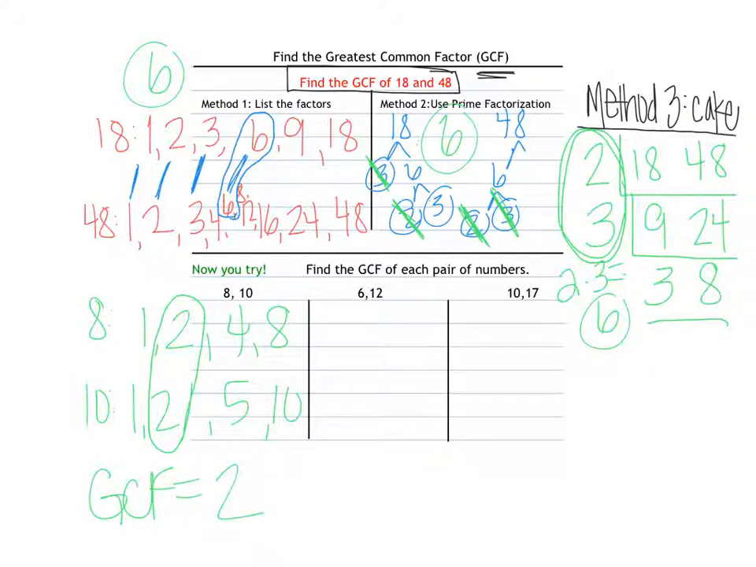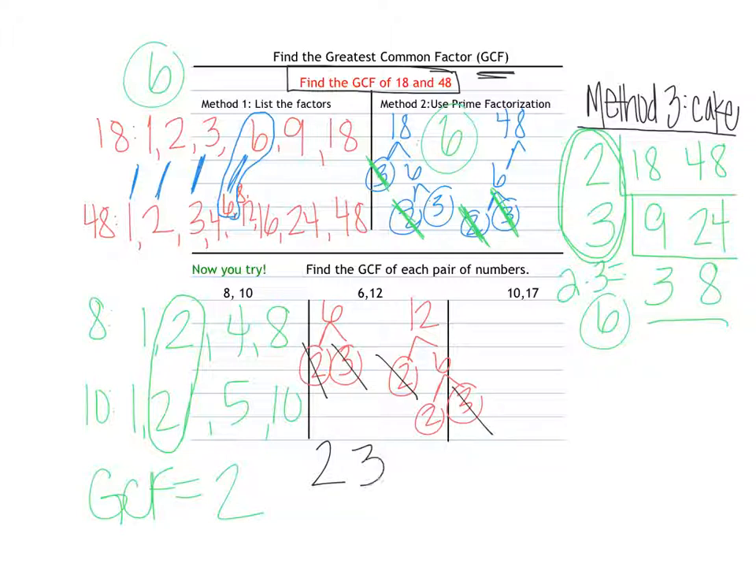For 6 and 12, let's do the prime factorization. So 6 is 2 and 3, and then 12 is 2 and 6, and then 2 and 3. So then I can see that they each have a 2, so I'm going to pull out a 2. They each have a 3, so I'm going to pull out a 3, and then that's it. So then the GCF would be 6.